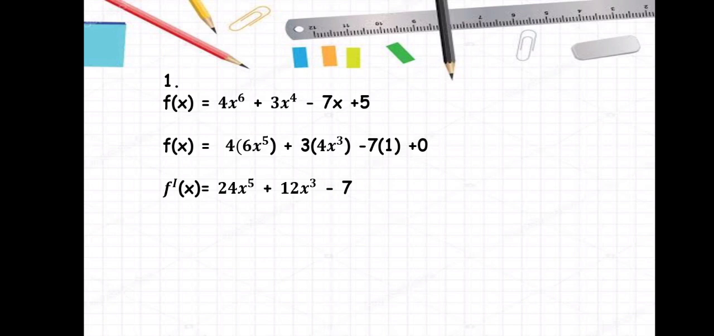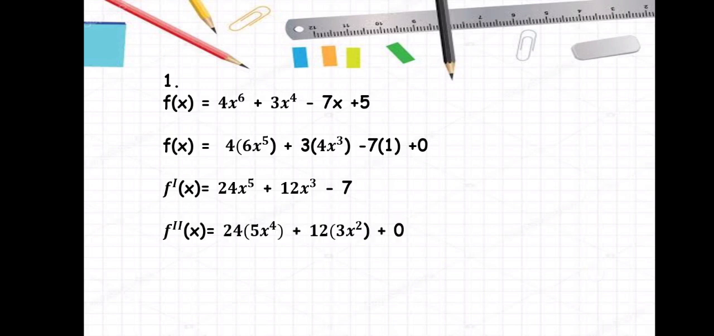Next, we are going to find the first derivative. So we simplify 4 times 6x raised to 5, which becomes 24x raised to 5, plus 3 times 4x cubed, which becomes 12x cubed. Then negative 7 times 1 is negative 7.